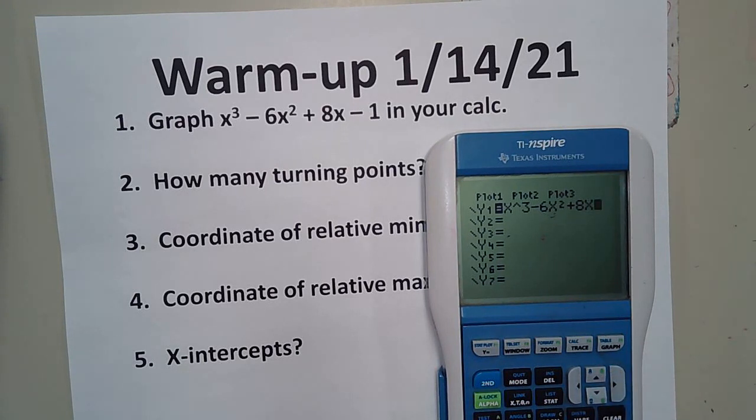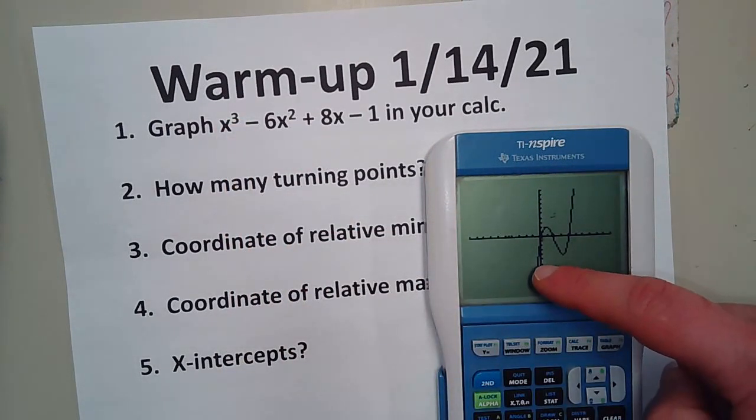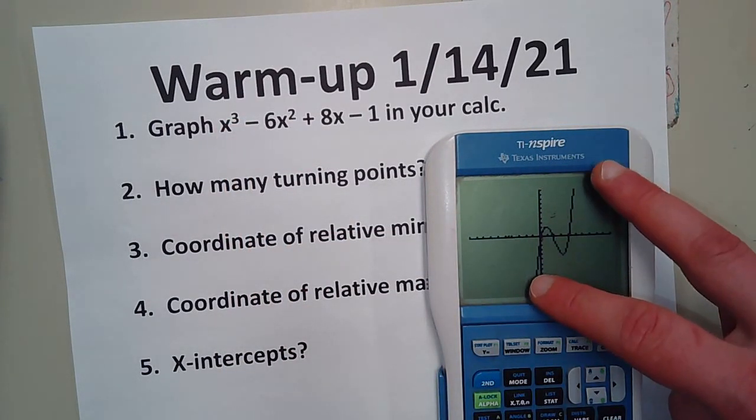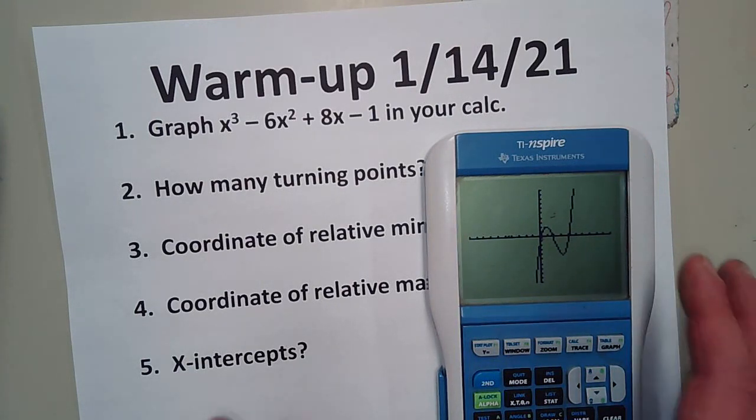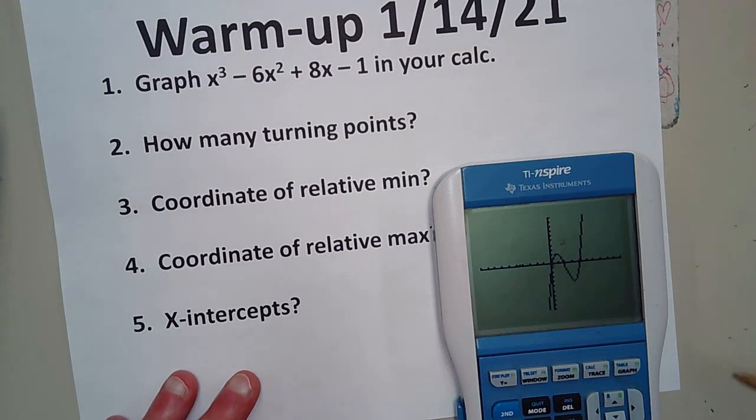So get my equation typed in there. That's number one, just graph it. Cool. See our graph. And this is exactly what I'd expect. It's a cubic function. I see this kind of cubic shape to it. I see the end behavior, all that kind of stuff. So the first question is, how many turning points does this have? So how many times does the graph turn?